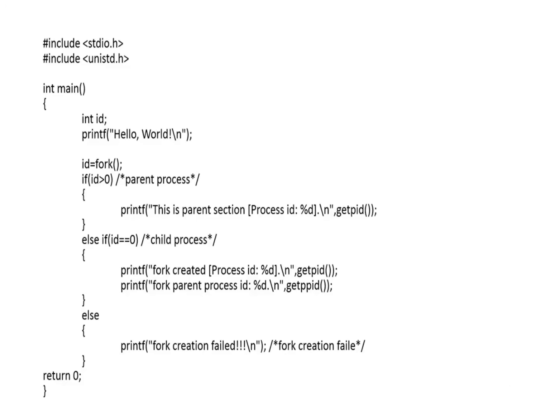So fork has been created; get the process ID, the currently running process ID, with getpid. What I have told in the previous slides, fork is going to return two values: one is its PID and the other is the parent's PID. So those two values will be displayed here. If it is not created, then you are going to see that fork creation has failed.